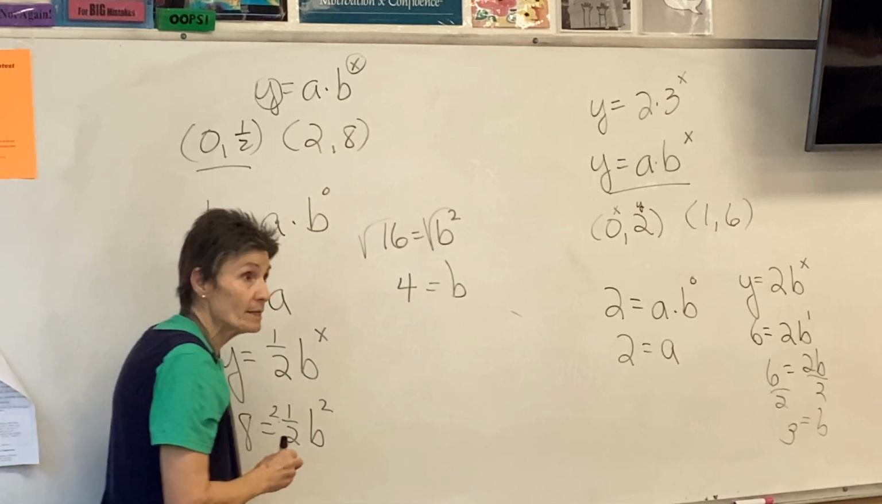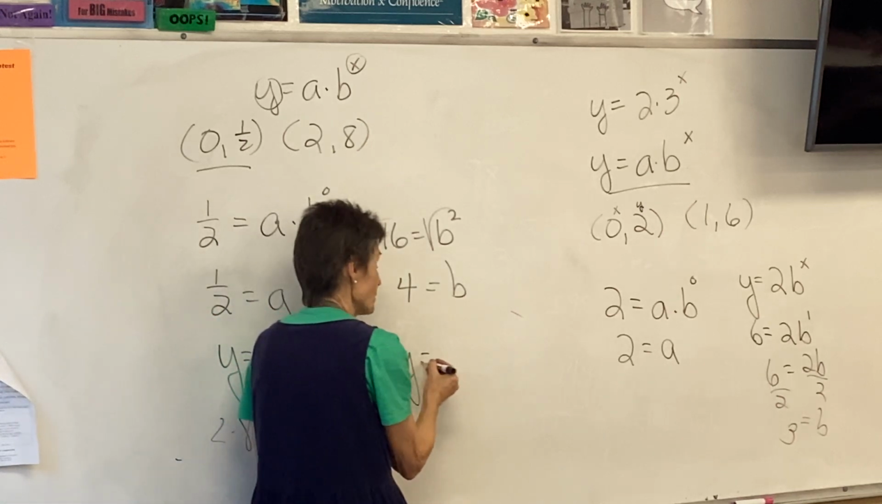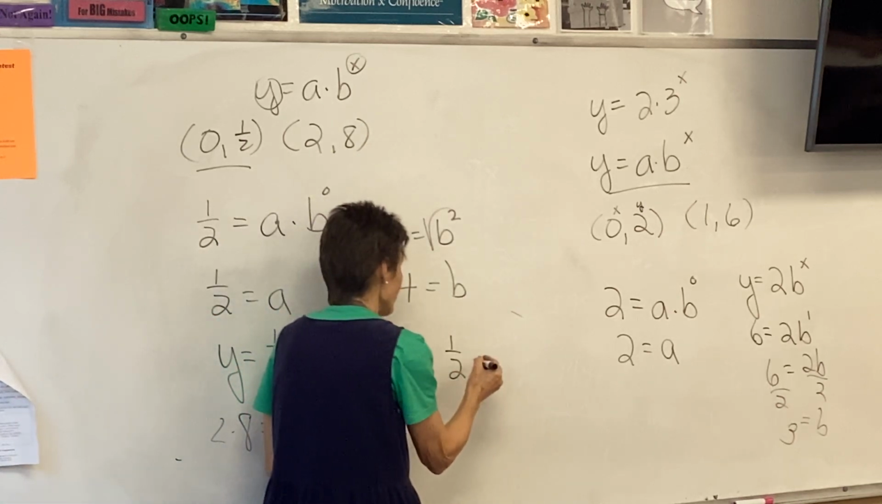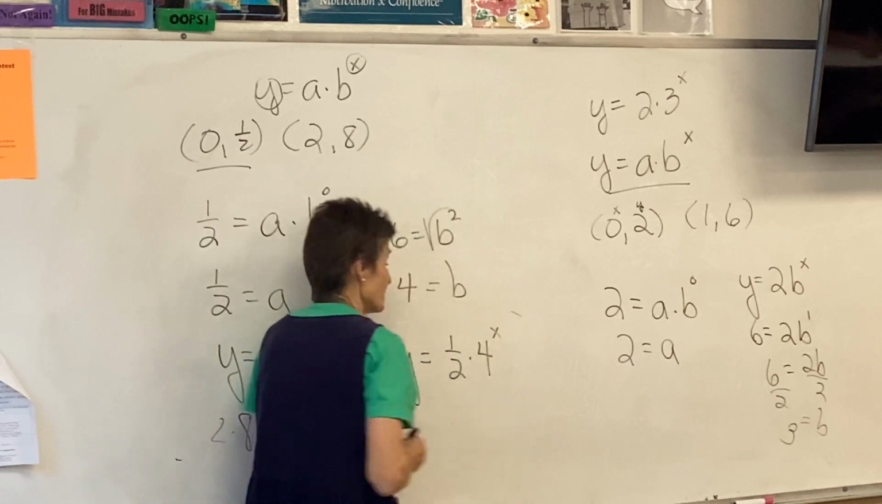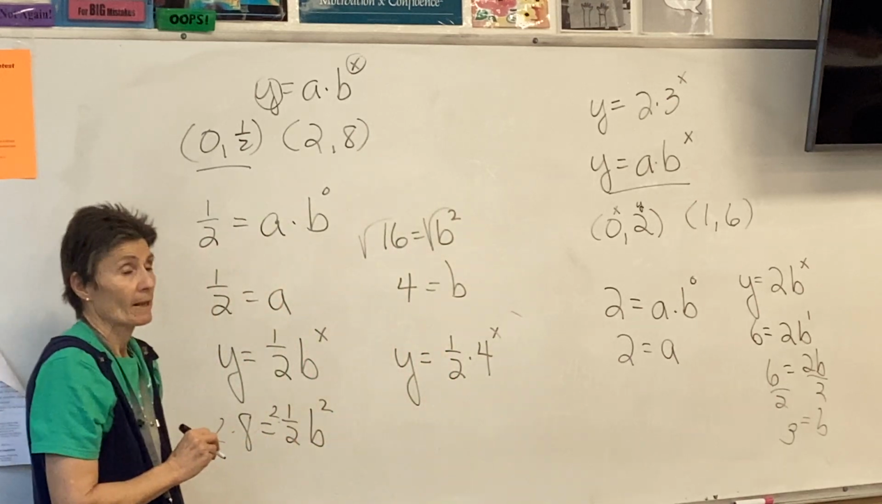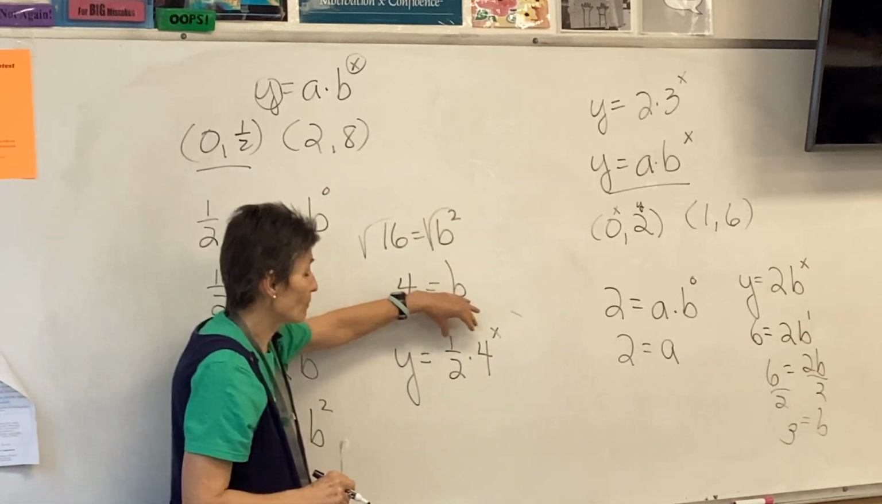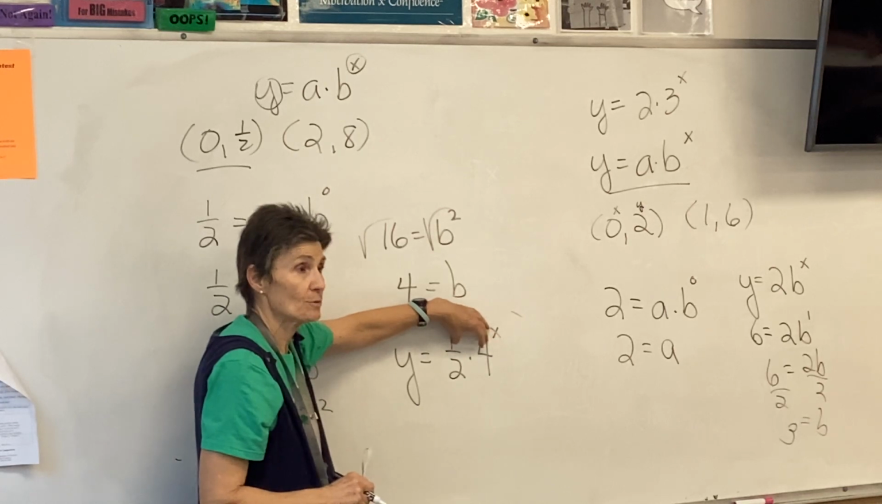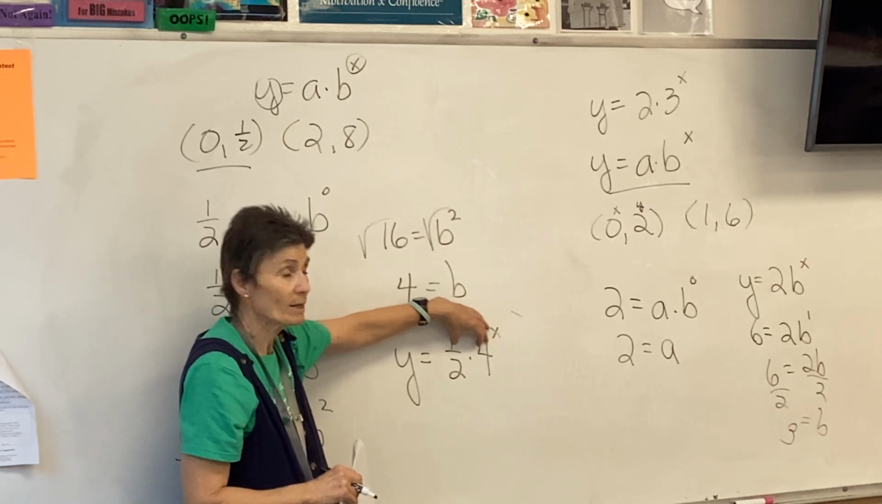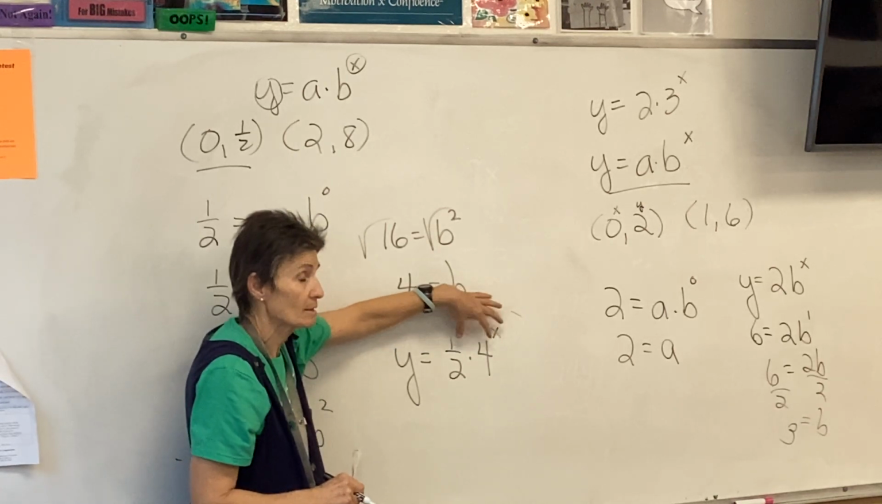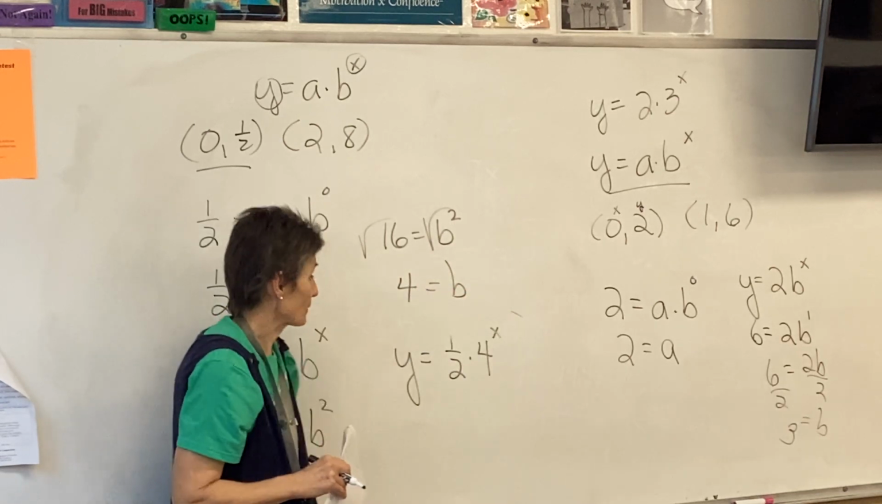And then my answer is y equals 1/2 times 4 to the x. And once again, never ever combine these two numbers. They have to stay separate because that one has an x. They're two separate things.